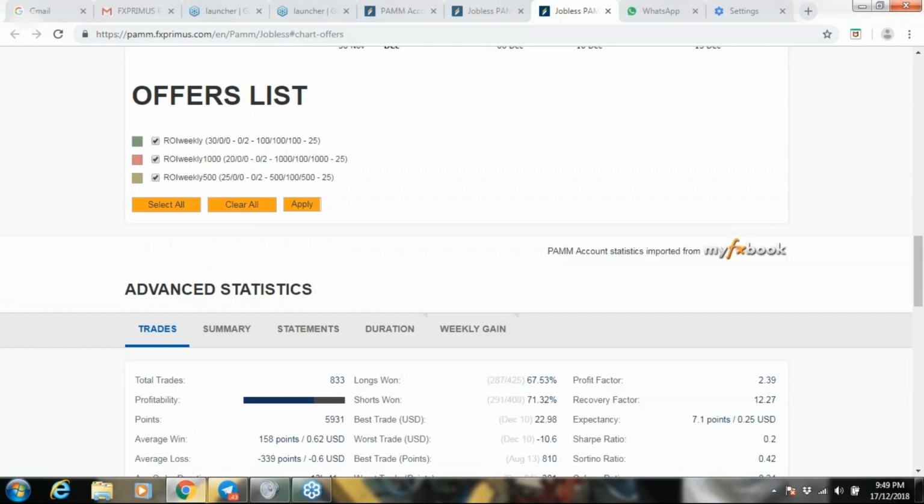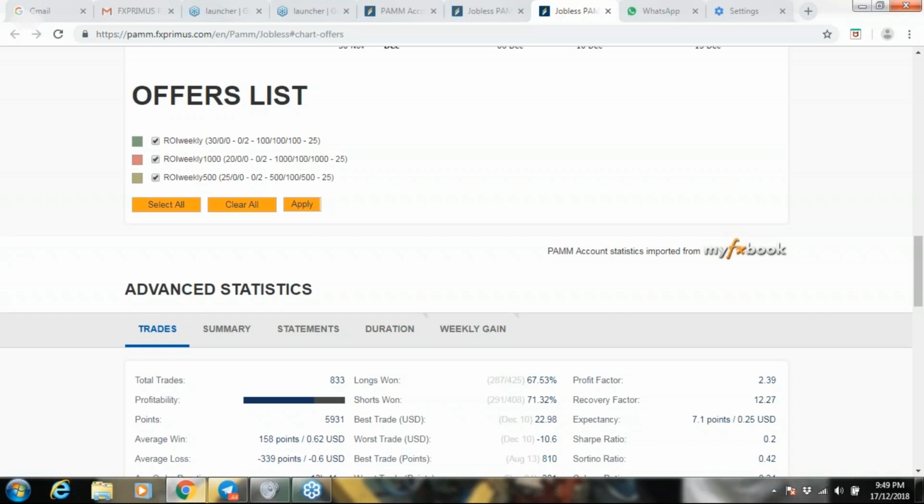And your offers, 3 of them, 20%, 25%, and 30%. If the investor follows with a bigger amount, you take a lesser cut. So if they follow with 1,000 USD, then you only take a 20% cut, which is fair. And if they follow with only a smaller amount, only 100 USD, then you take a bigger cut of 30%. It's balanced, it's fair. I like what I'm seeing because you only focus on 3 pairs.